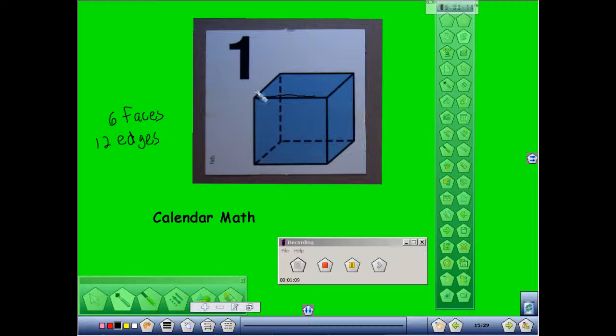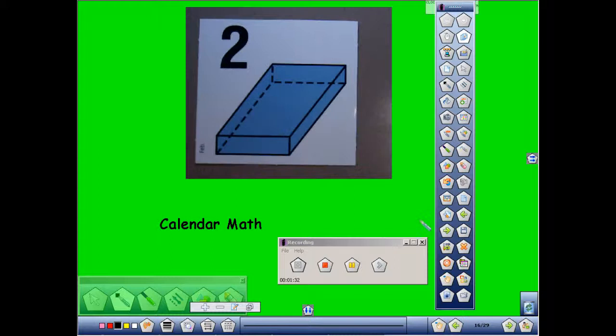Okay, now if you look here, these corners are called vertices. Vertices. 1, 2, 3, 4, 5, 6, 7, 8. So we have 8 vertices. So 6 faces, 12 edges, and 8 vertices. That's with a cube.